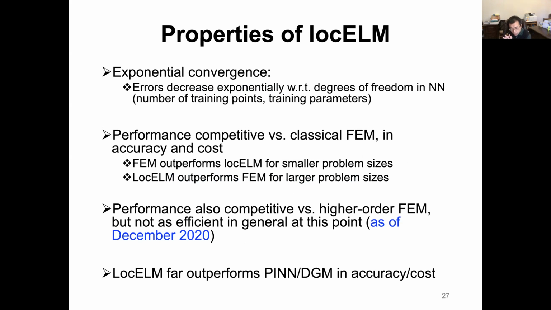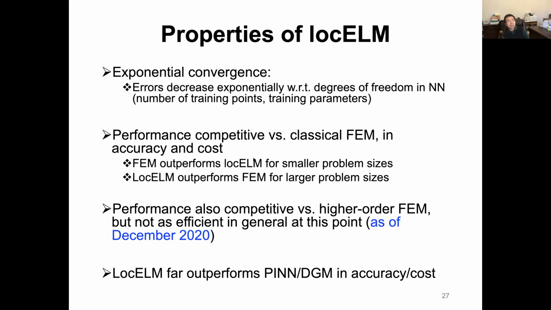Now, this method has several properties. It's very hard to get this from the theory, but I will use several numerical examples to demonstrate it. The first one is exponential convergence. That is, the numerical errors decrease exponentially with respect to the degrees of freedom, that is, the number of training parameters and the number of training data points. Its performance, by which I mean the accuracy and the computational cost or network training time, is competitive compared with the classical finite element method.